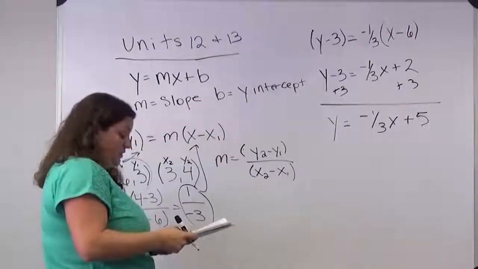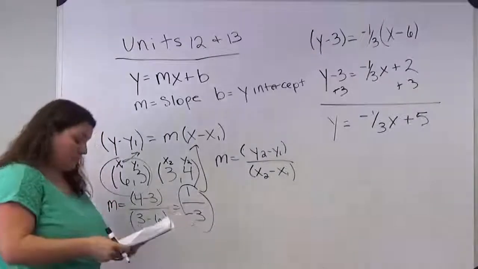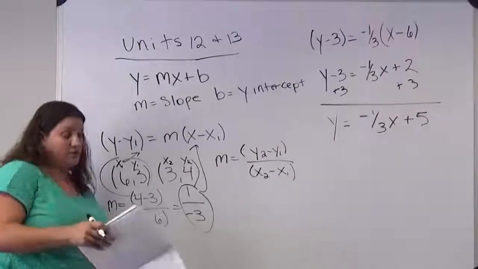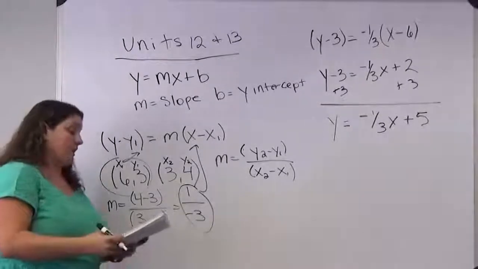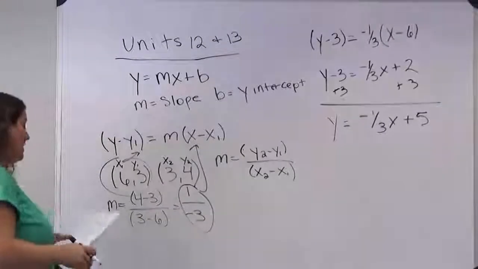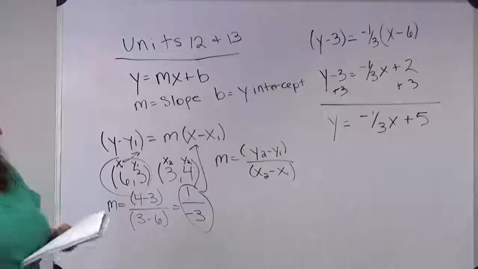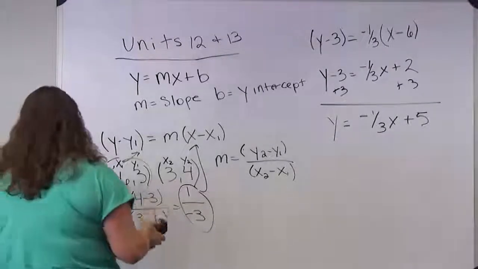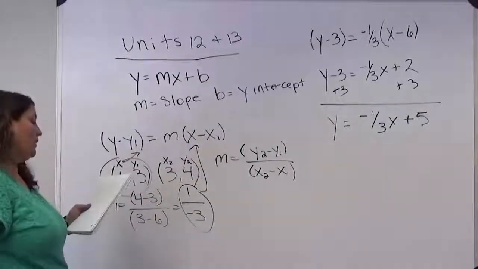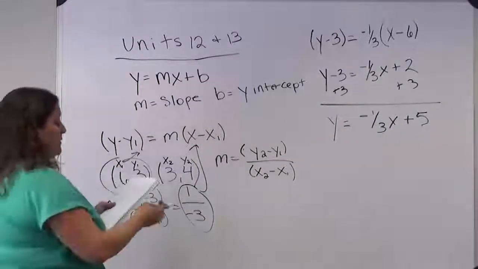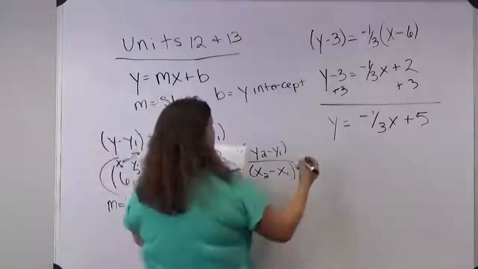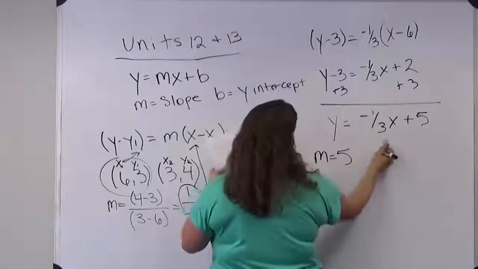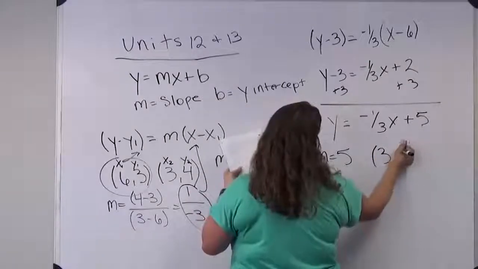Another thing you might be asked to do is find if a line passes through a point. And to do that, you plug the values into the equation to see if both sides are equal. You'll know that two lines are parallel if the slopes are the same. You may be asked to find the equation of a line if the slope equals 5. So if m equals 5, and it passes through the point (3, 5).